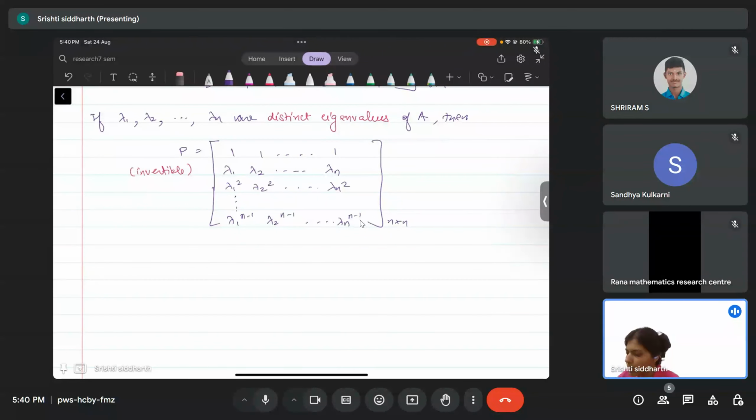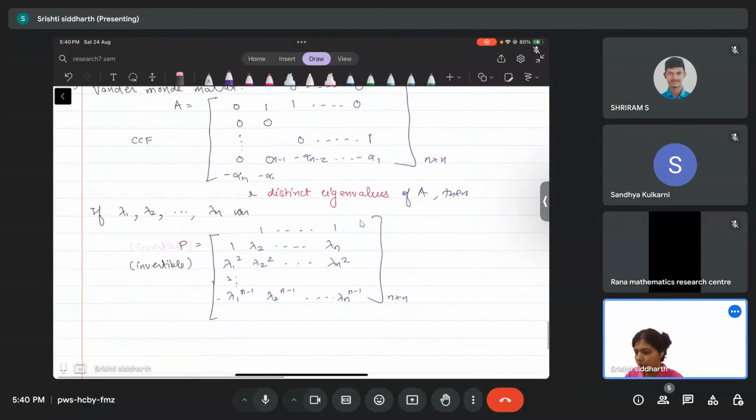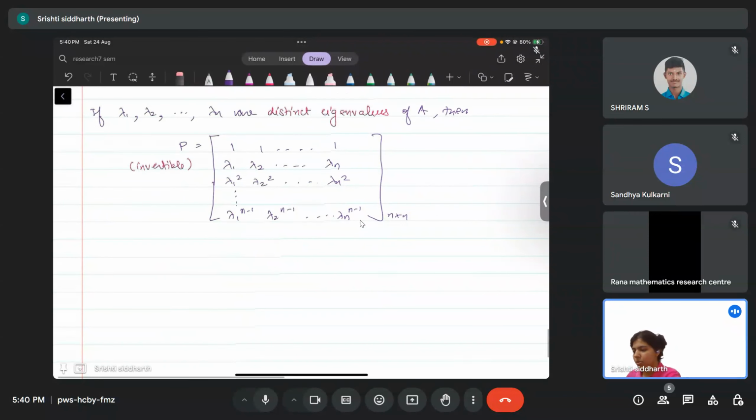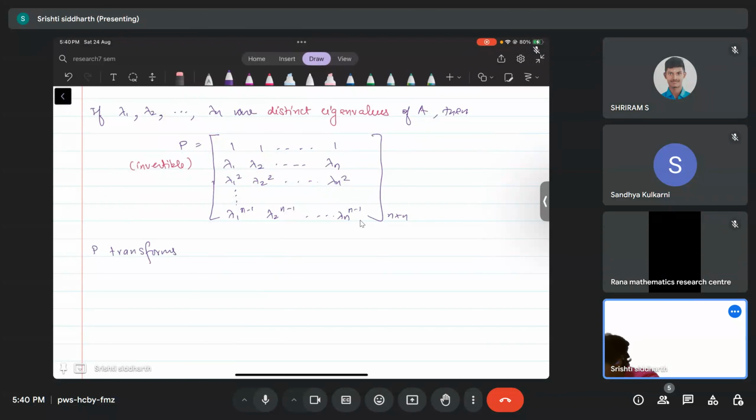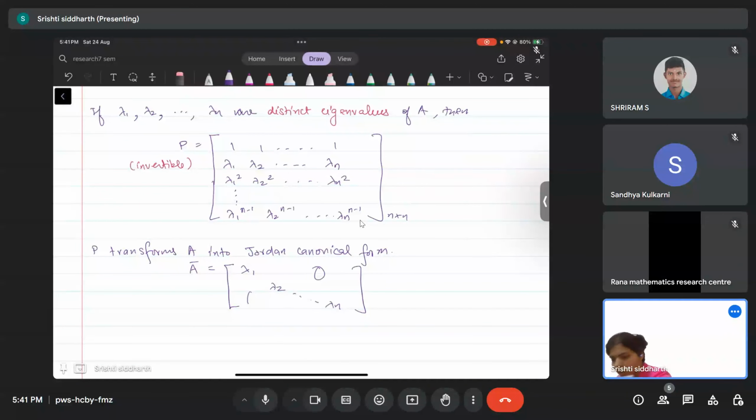So if you are given a matrix A in the controllable canonical form and you need to diagonalize the system, you already have the Vandermonde matrix P, and this will transform A into the Jordan canonical form. And what's the Jordan canonical form when lambdas are distinct? It's basically lambda 1, lambda 2, up to lambda n arranged on the diagonal, and zeros everywhere else.